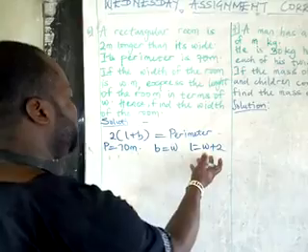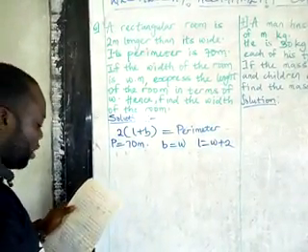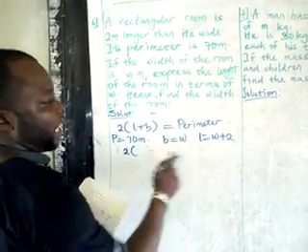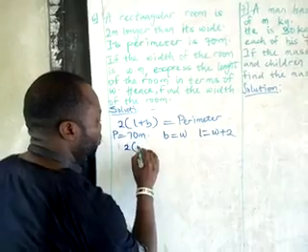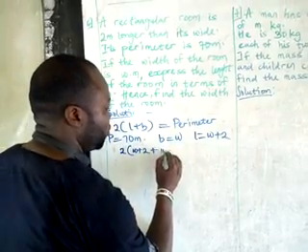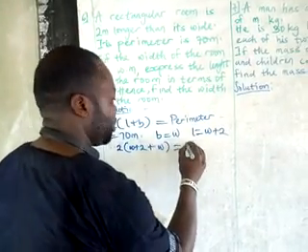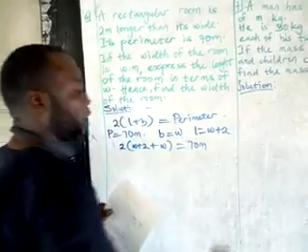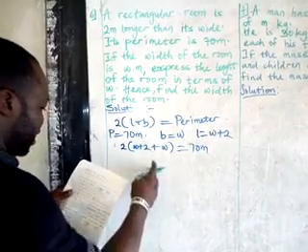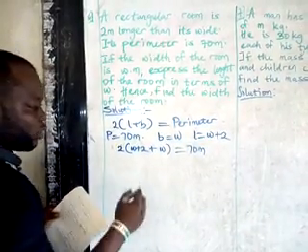So let's substitute this into the formula. So what do we have? We now have 2 into what's our length? Our length is W plus 2, plus what's our breadth? W. Everything equals what? 70 meters. I want to believe you are getting this. So what's the next thing? Let's open the bracket.